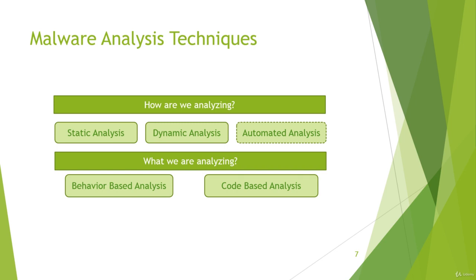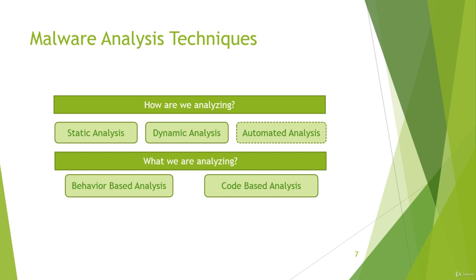Automated analysis is another way of how to analyze a malware, and it depends on a third party, using vendors who already have the expertise and have the tools, and depending on them and their automated systems to do the analysis for you. We'll go into details of each one of those in later slides.